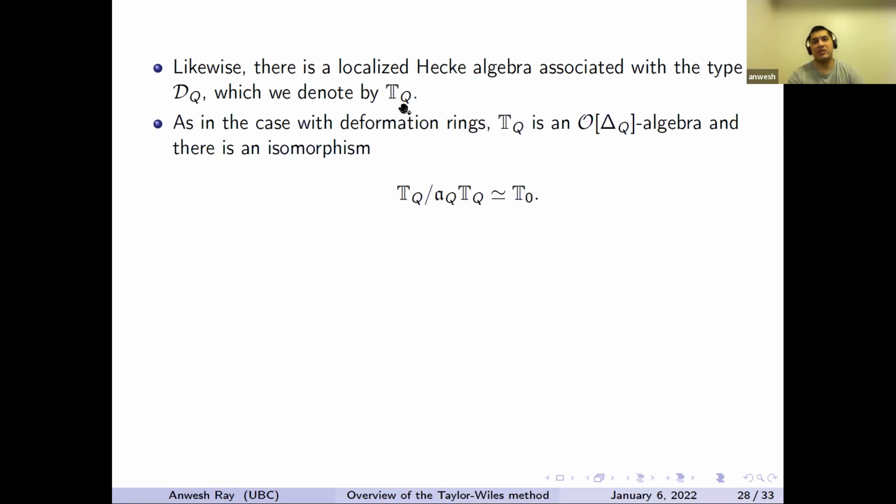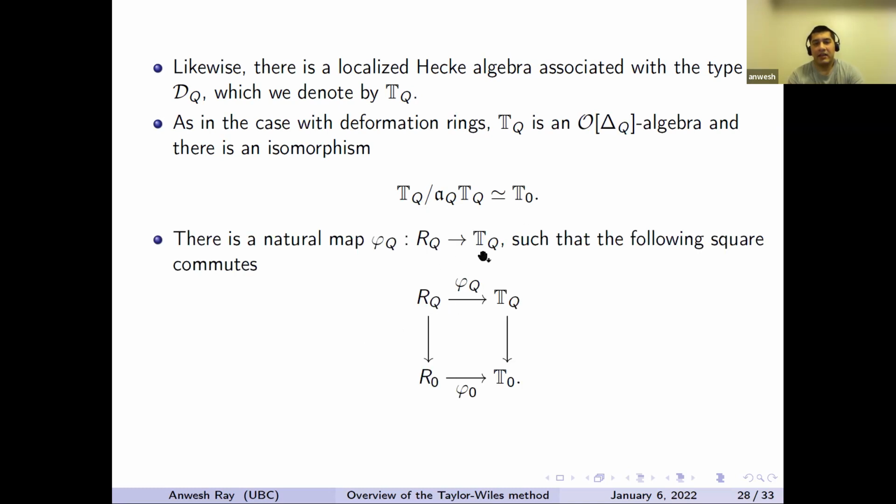We call this T sub Q. We have to localize it as usual at some maximal ideal, which is associated to rho bar. So this is the Hecke algebra analog. And then again, we can see that this Hecke algebra is an O[Δ_Q]-algebra. And when we go modulo the augmentation ideal, A sub Q, it satisfies the same property that we get T naught.